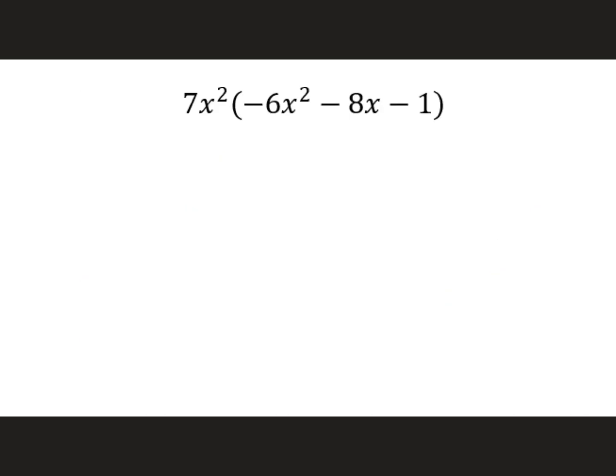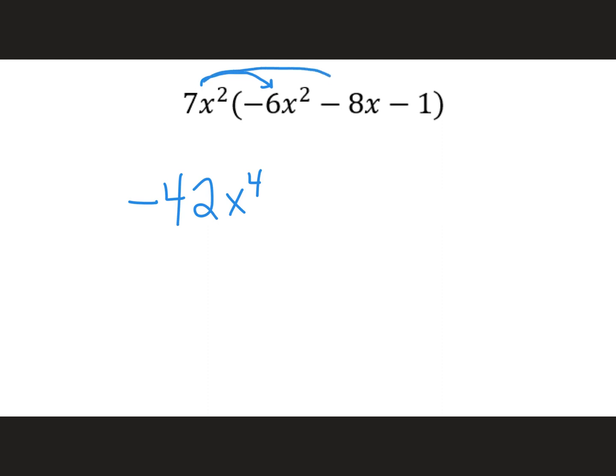Here we go. I'm going to do the first term, 7x squared times negative 6x squared. I'm going to multiply the big numbers. So 7 times negative 6 is negative 42. And then x squared times x squared. Remember, I'm just adding the exponents, so x to the 4th.